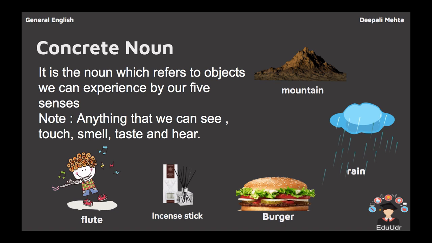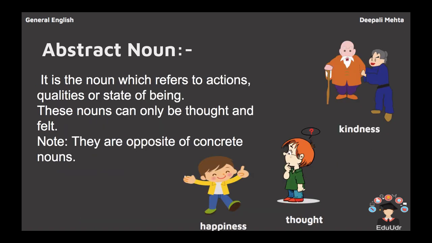Then the next comes abstract noun. Now remember that abstract noun is just the opposite of concrete noun. We don't use our sense organs to identify abstract noun. It is the noun which refers to actions, qualities or state of being. For example, kindness. Kindness is a feeling. You cannot touch kindness, you cannot hear kindness, you can only feel kindness. Next one is thought. You cannot touch your thought, you cannot smell your thought, you can just feel your thought.